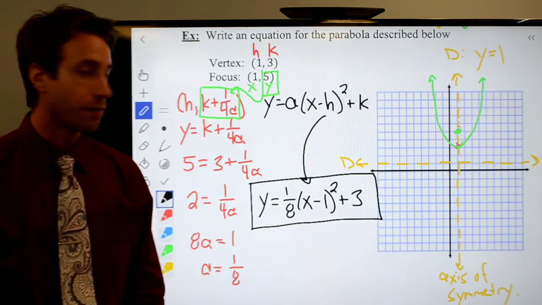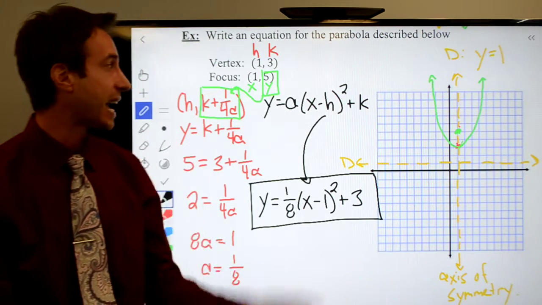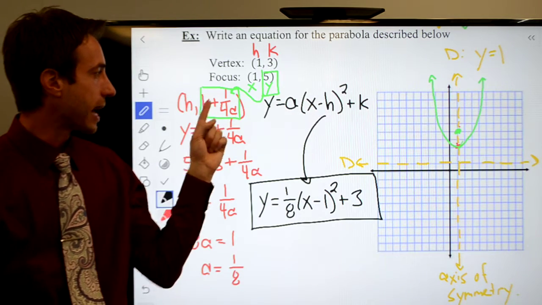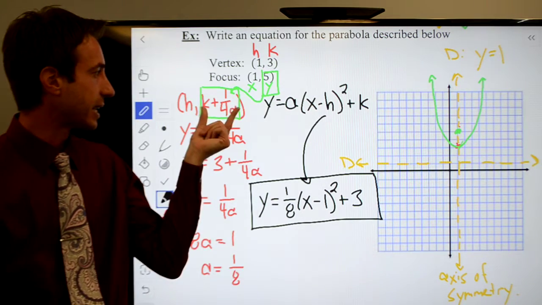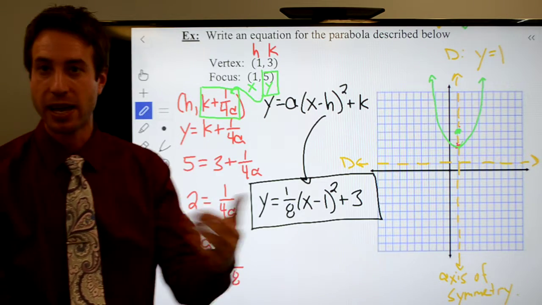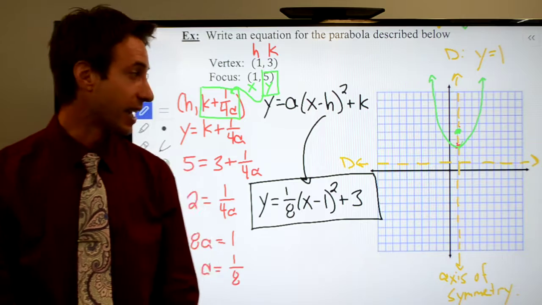And once again, the way that I find a: the coordinates for the focus are (h, k plus 1 over 4a). So I'll just take that k plus 1 over 4a, set it equal to the y value that I've been given, and solve for a since that's the only thing I don't know.